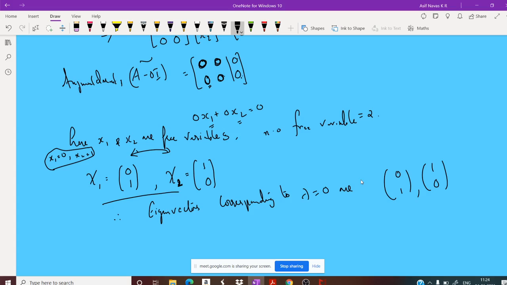You can choose any values; these are two eigenvectors. Why does it have two linearly independent eigenvectors? Because we get two free variables. If you have two free variables, you can find two linearly independent eigenvectors. If there is only one free variable, you can only find one linearly independent eigenvector. Have you got it? Any doubt? Anybody have any doubt? You can ask me.